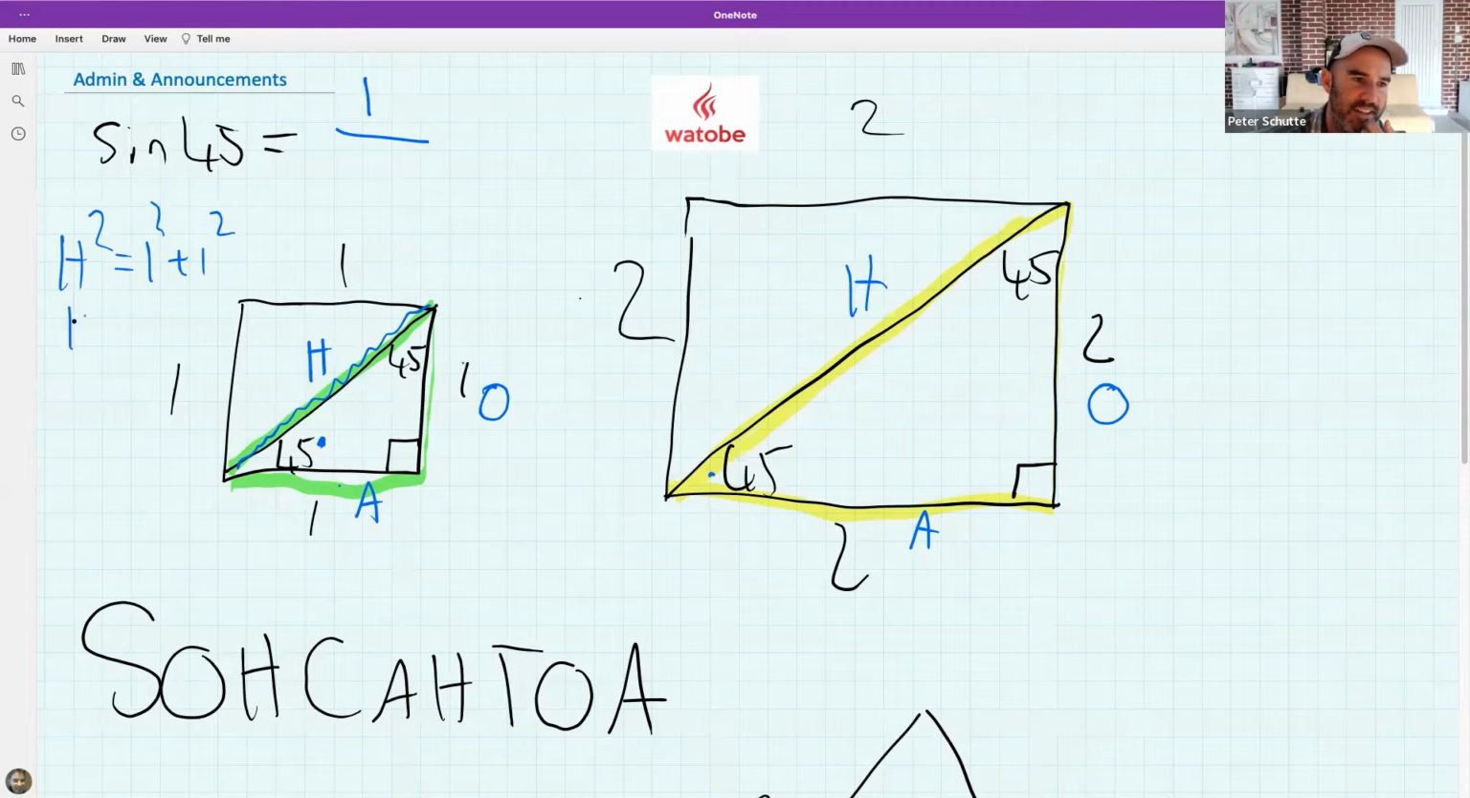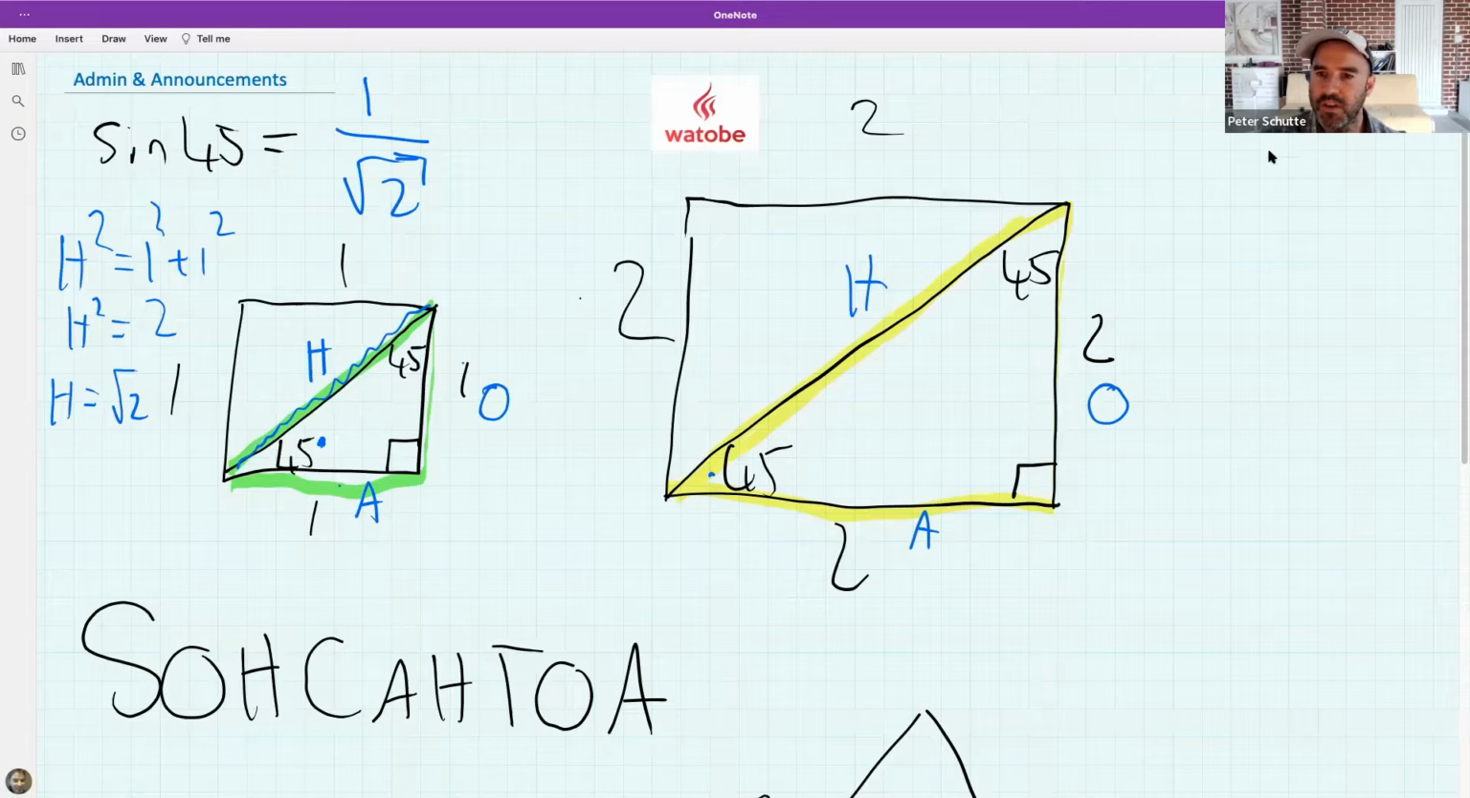And basically then we get H squared is 1. Oh, sorry, H squared is 2. Sorry. And so if we square root both sides, we see that H is square root 2. So in your calculator, you will see that the sine of 45 is just 1 over square root 2.